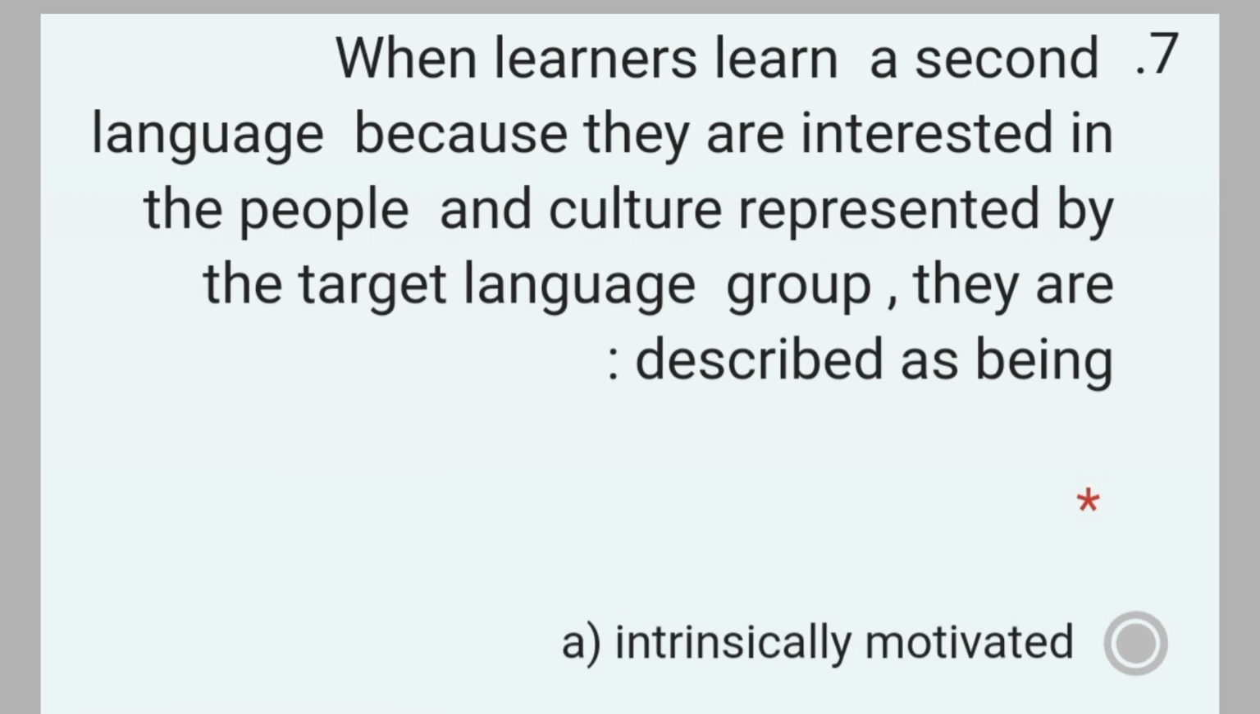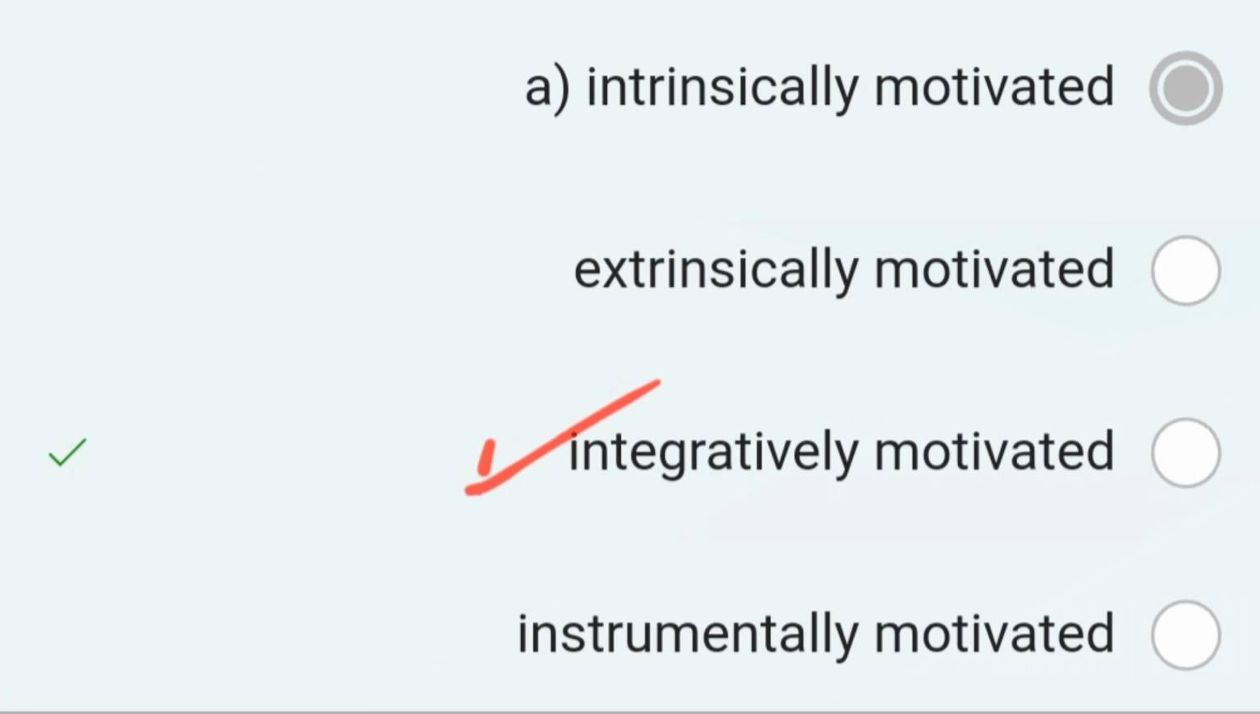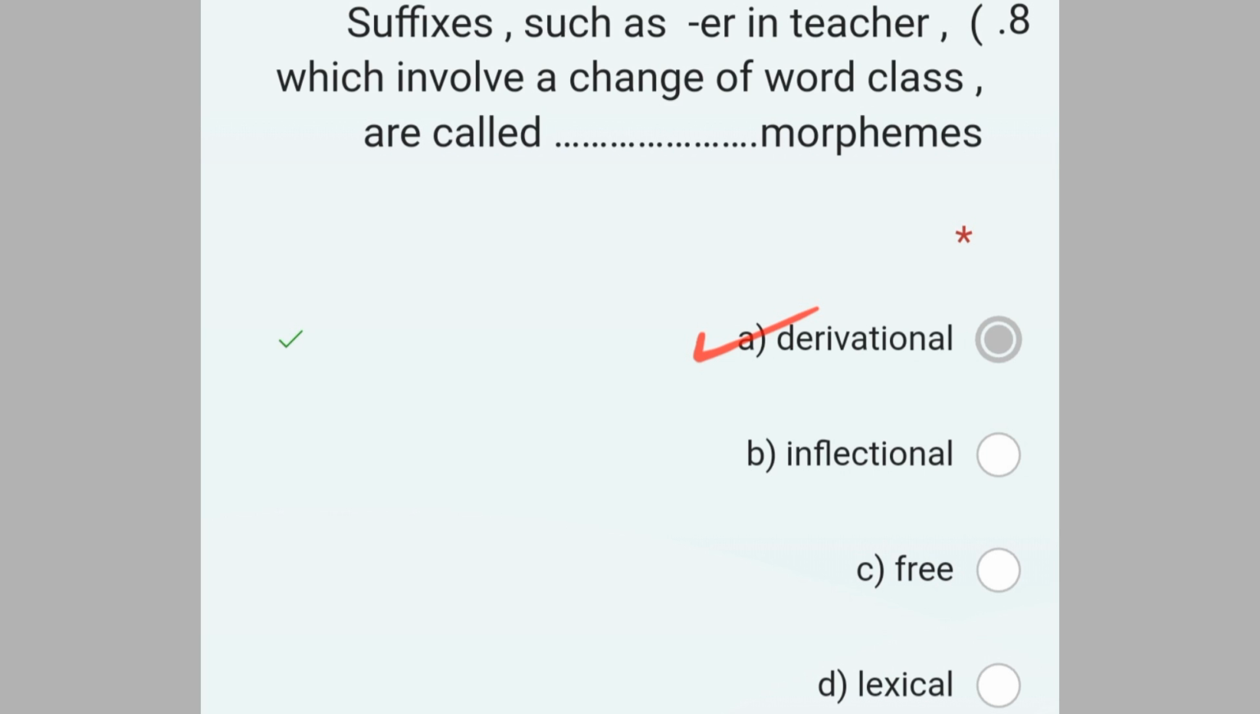7. When learners learn a second language because they are interested in the people and culture represented by the target language group, they are described as being A. Intrinsically motivated. B. Extrinsically motivated. C. Integratively motivated. D. Instrumentally motivated.